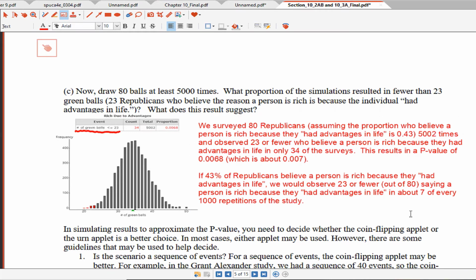In other words, we just observed something incredibly unusual if 43% of Republicans believe people are rich because they had advantages in life. Right? And so we would take that one instance, that sample evidence of 23 or fewer, and say, wow, this really is not consistent with 43% of Republicans believing that. So I think the better explanation is fewer than 43% of Republicans believe that.